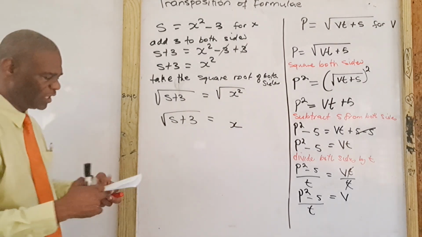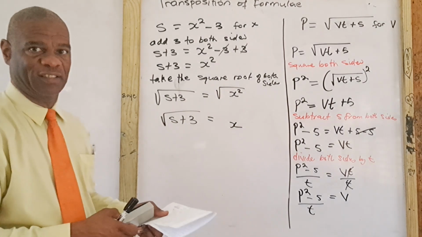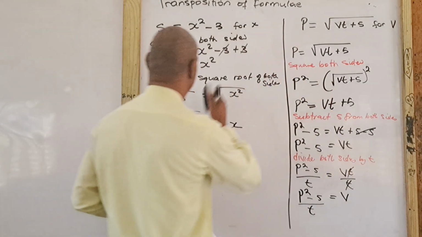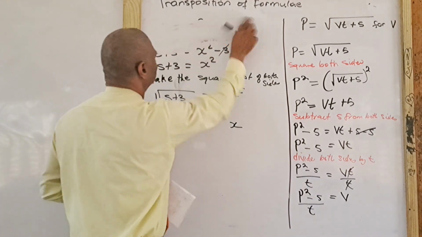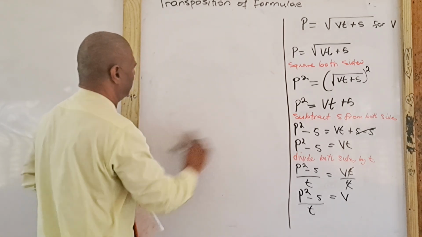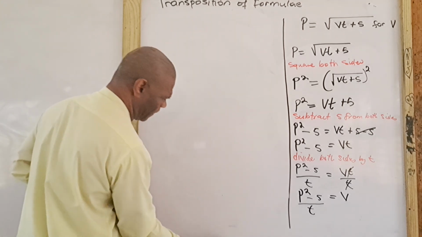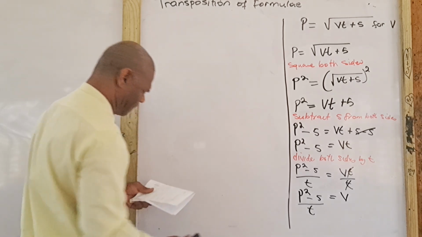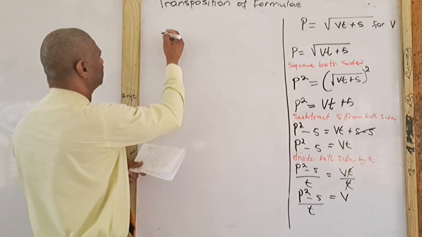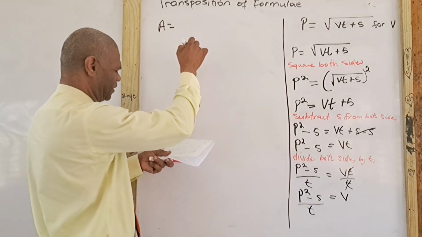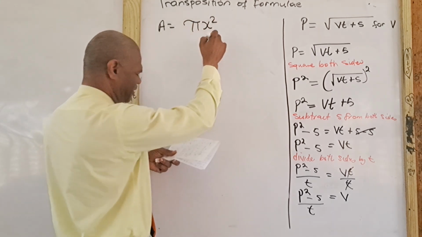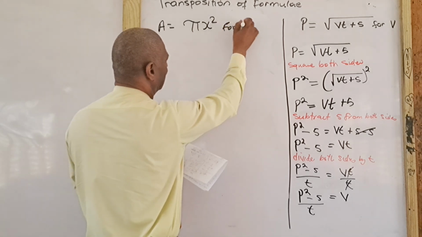Good. Now let's do another one of that. Let's erase this one. Okay, so we have A equals pi times x squared. We want to make x the subject.